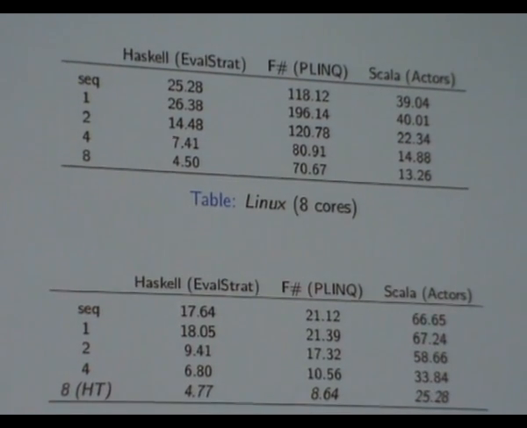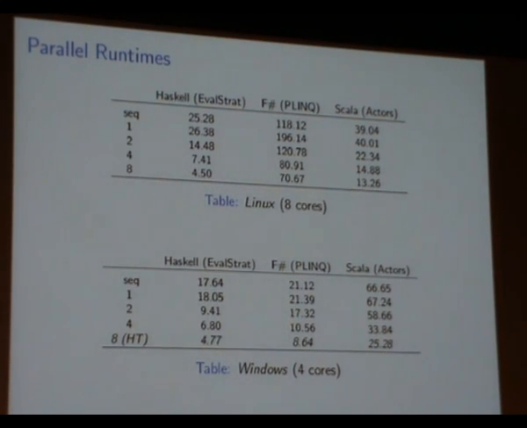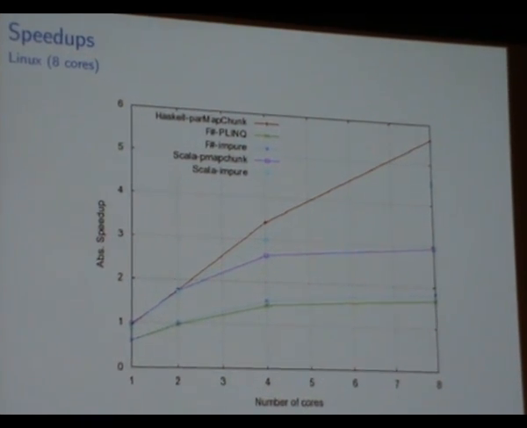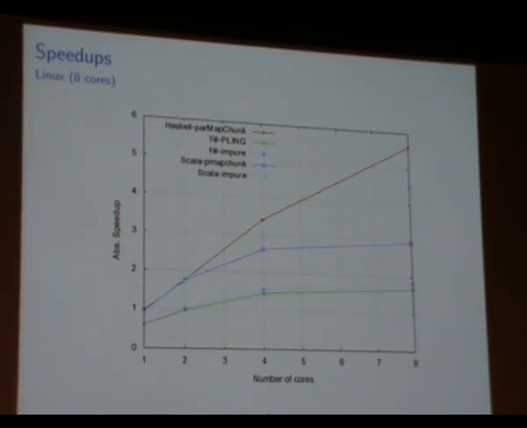And this is the parallel runtimes. I have chosen only the best implementation, the parallel construct that gives the best runtime. As you can see, Haskell scales quite well, and up to 8 cores it's like 4 seconds, and even on the Windows machine. The other languages scale, but not as well as Haskell. And this is the speed-ups graph on Linux with 8 cores. The dotted ones are, as you can see, the red one is Haskell, and Haskell gives quite good performance. Then the second one is Scala, and F# is the last one on Linux.